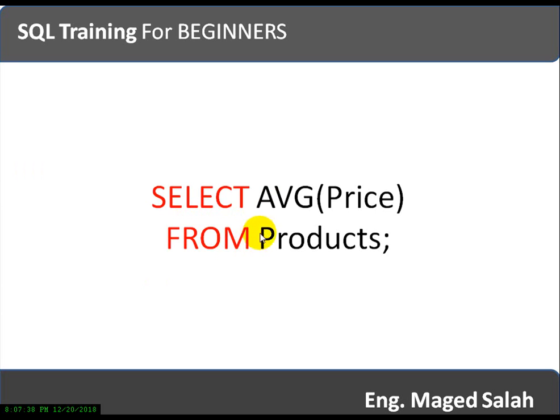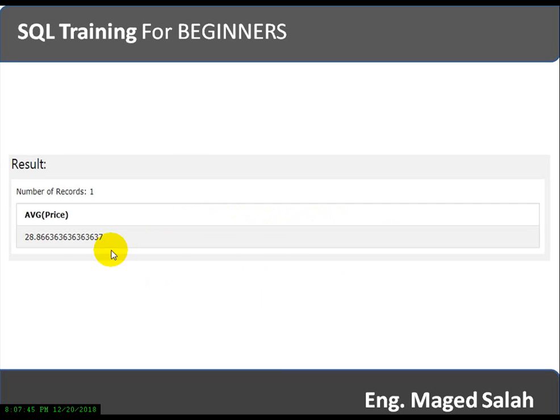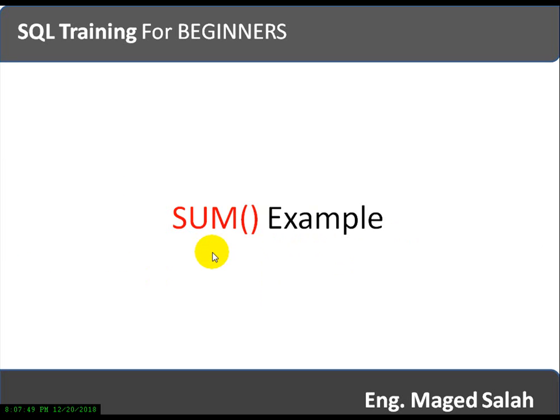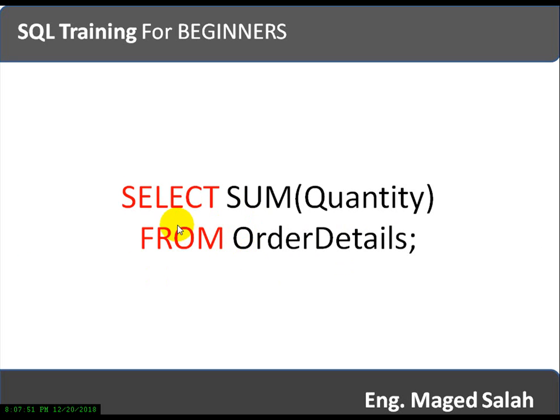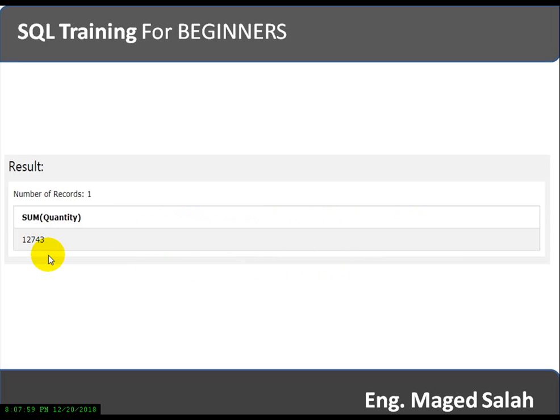Average example: SELECT AVG(price) FROM products. This is the average. Sum or summation example: SELECT SUM(quantity) FROM order details. This is the result for the quantity.